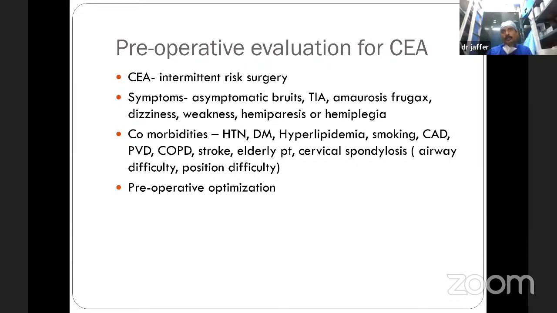So preoperative optimization is the norm actually, but we may not have time because we have to take up the patient like within 48 hours after the stroke. So we may not have time for pre-optimization.